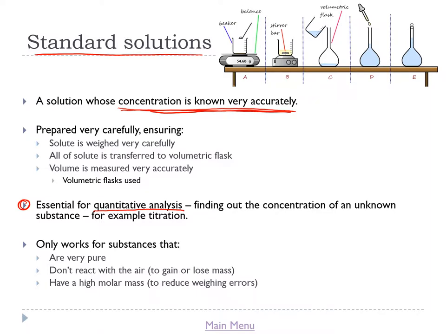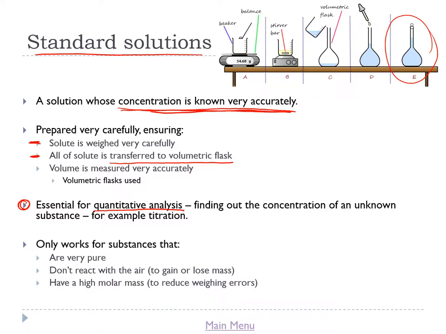So we start off by weighing the solute and weighing it accurately. Then we have to transfer the solute into a volumetric flask. A volumetric flask is one of these here with a sort of rounded bottom and the long thin neck. And importantly, you have to make sure that all of the solute gets transferred to the volumetric flask.